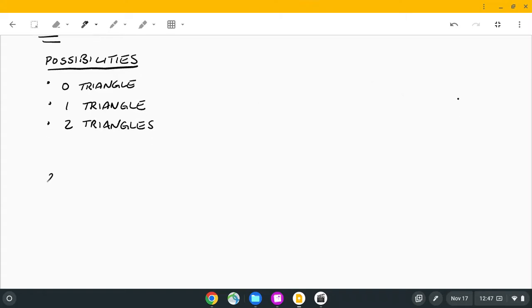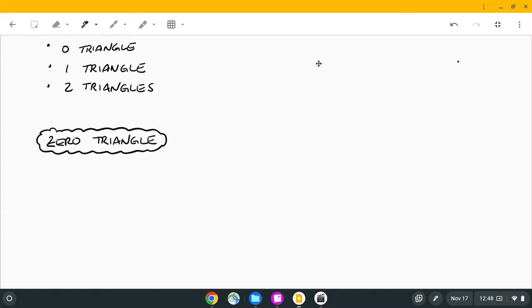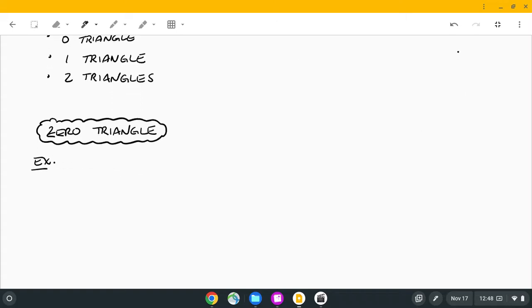So the zero triangle case. Okay, so suppose that we have this here. Find angle B. Find angle B in triangle ABC, if a equals 2, b equals 6, and A equals 30 degrees.